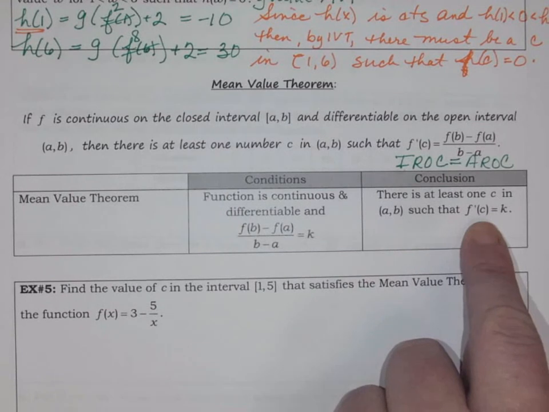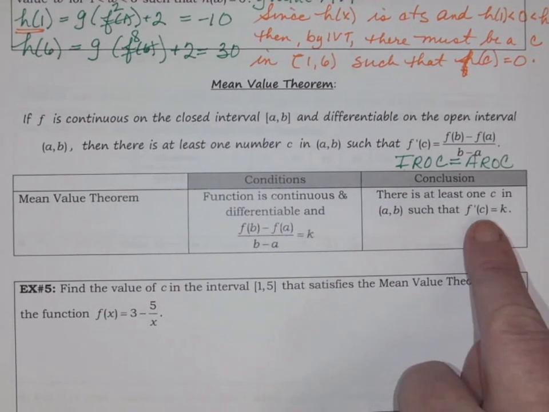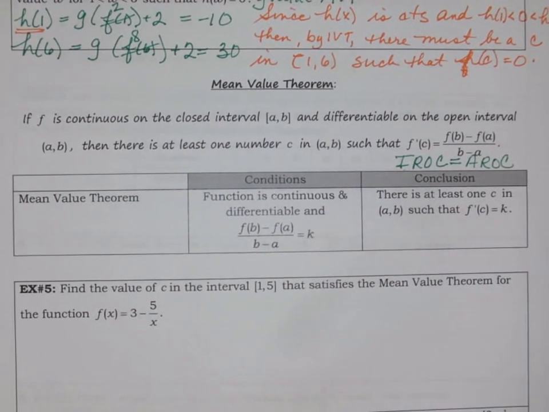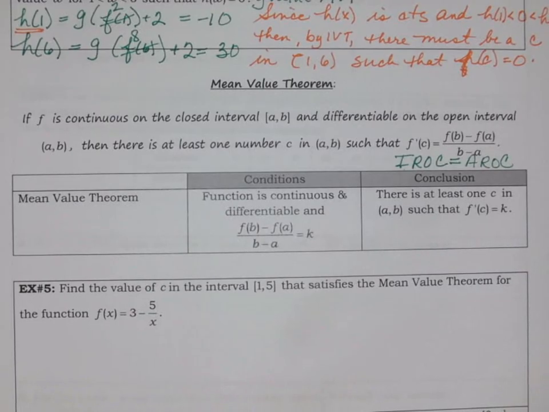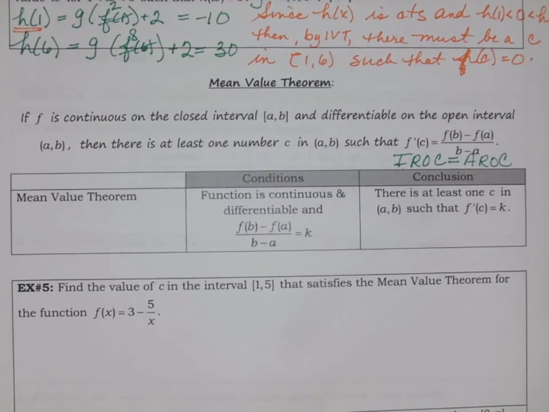Okay, so don't get those confused. That's how you know which one to use. If you're talking about f prime, then you need mean value theorem. If you're talking about f, then you need intermediate value theorem.